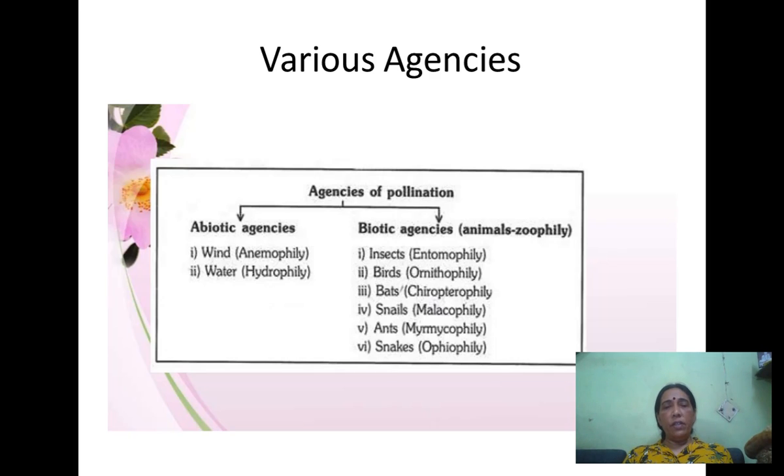Now, various agencies are described here. That is either wind or water. Wind and water are abiotic agencies, whereas biotic agencies include insects, birds, bats, snails, ants, and snakes.